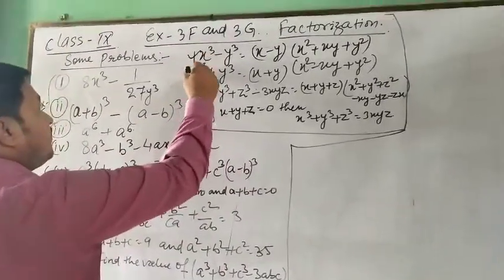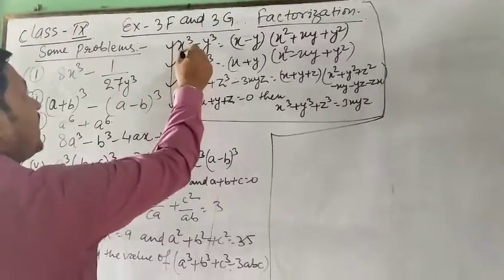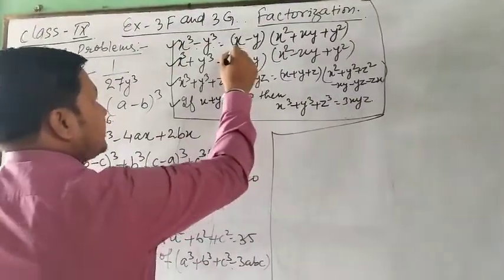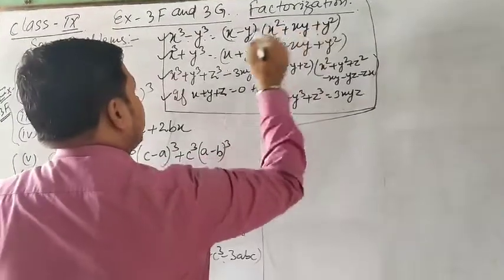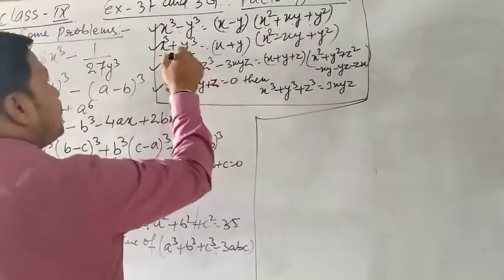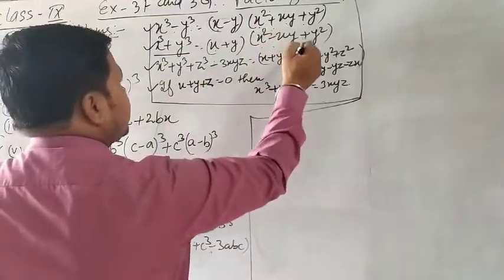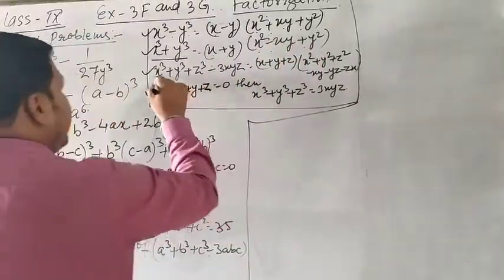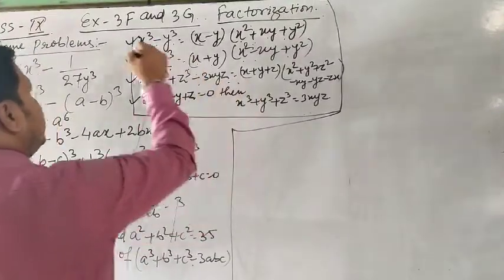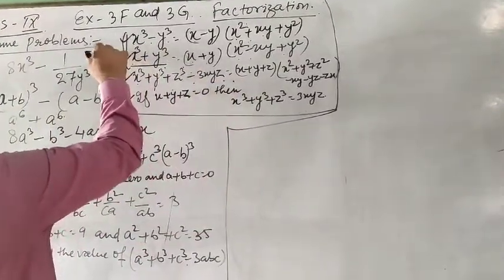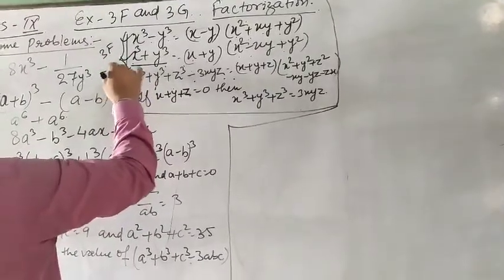First, some formulas. x cube minus y cube, that means (x minus y)(x square plus xy plus y square). x cube plus y cube equals (x plus y)(x square minus xy plus y square). x cube plus y cube plus z cube minus 3xyz. These two formulas are of exercise 3F and these two formulas are of exercise 3G.